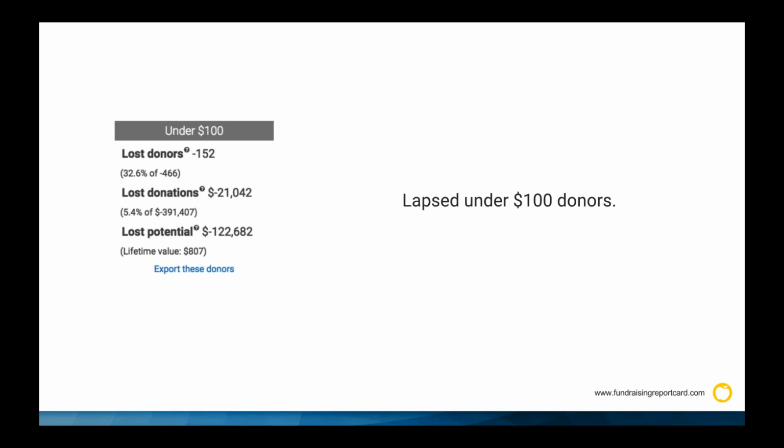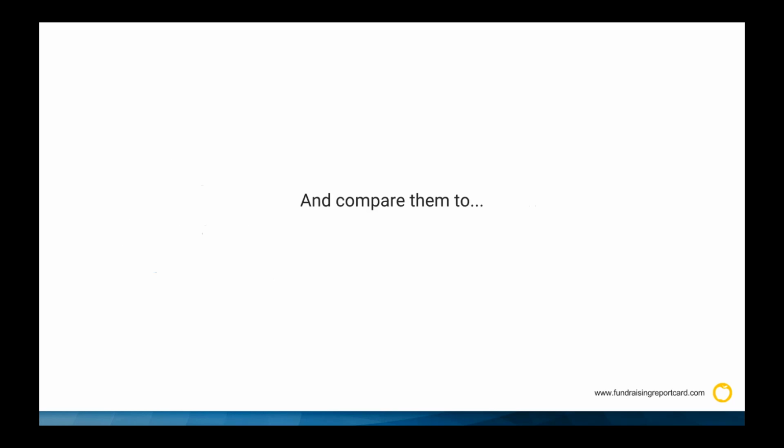Now that was 32% of their total lost donors for the year, which was 466. Now those 152 lost donors represented $21,000 in lost contributions. So it's interesting and nice seeing this information packaged like this. That's not the point though. It's just having our fingertips on this information that is relevant. Another metric there is lost potential. We'll touch on that more in a moment here.